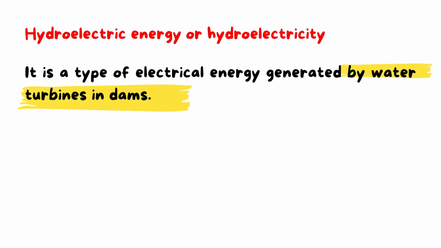So can you tell me what is the meaning of hydroelectric energy or hydroelectricity? Yes, it is a type of electrical energy generated by water turbines in dams. It is a type of electrical energy, okay, generated by what? Yes, water turbines in dams, okay.